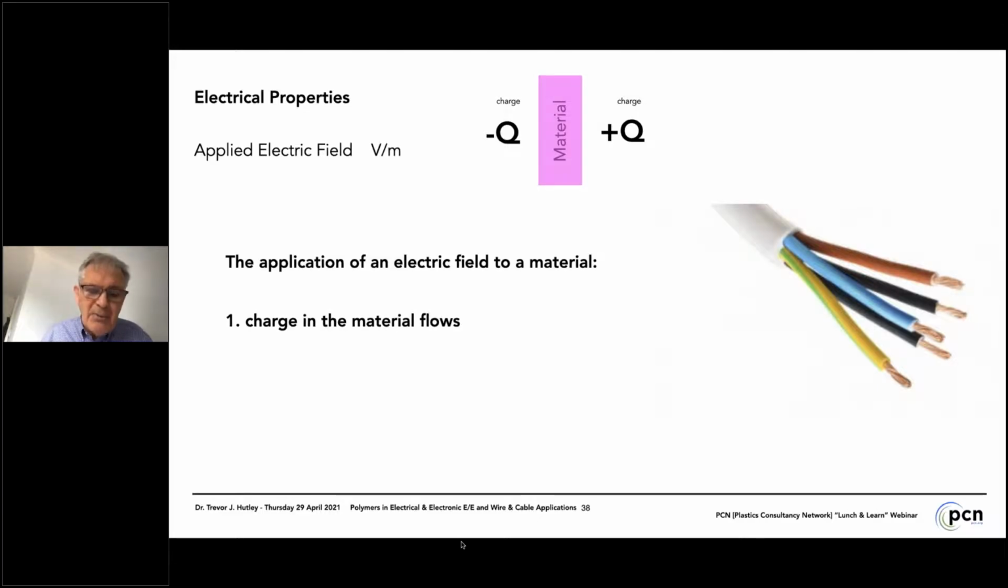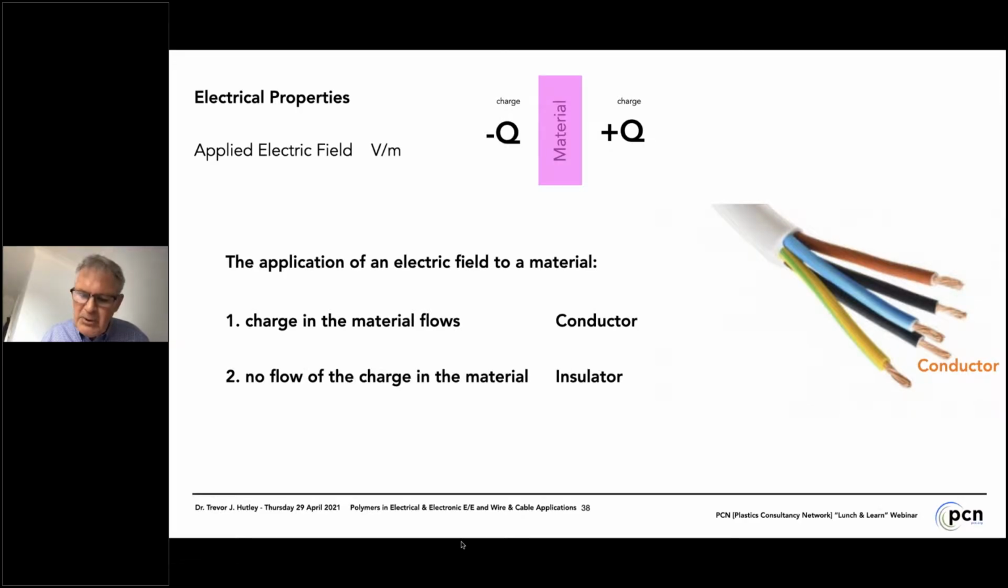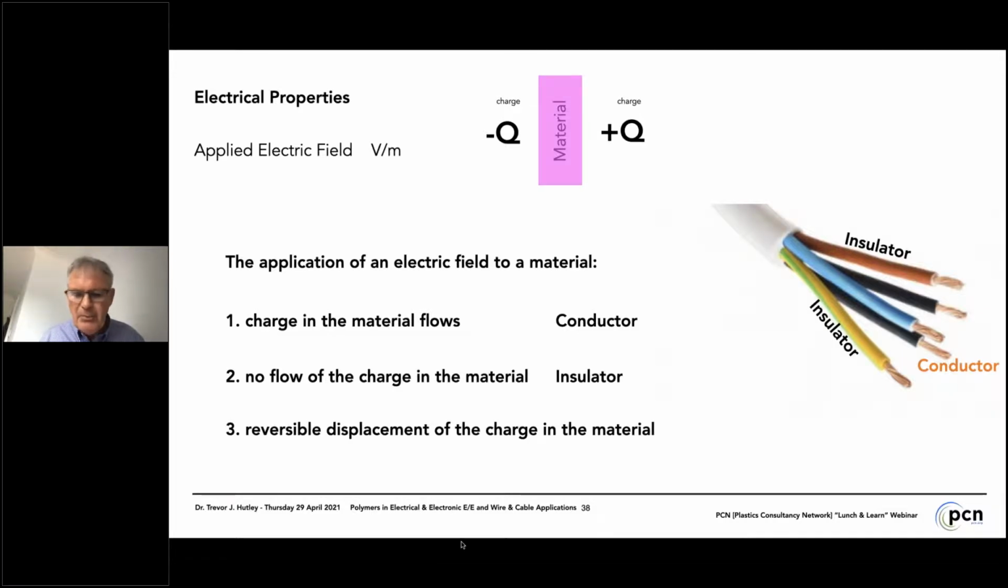First, the charge in the material can flow, and then you have a conductor, as in this case a copper wire. You can have no flow of the charge in the material, in which case we define it as an insulator. And the third category is you can have a reversible displacement of the charge in the material. It becomes polarized, and we call that a dielectric. So a dielectric is a material with insulating properties, but which polarizes under the effect of an electric field.